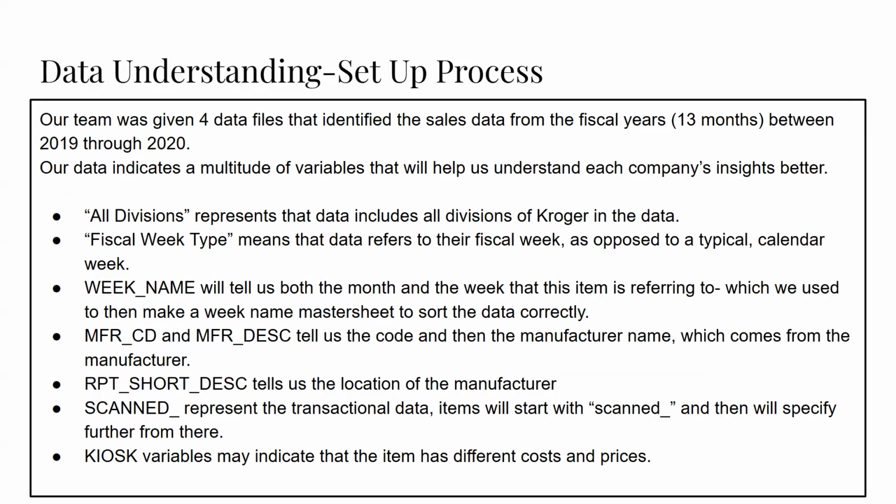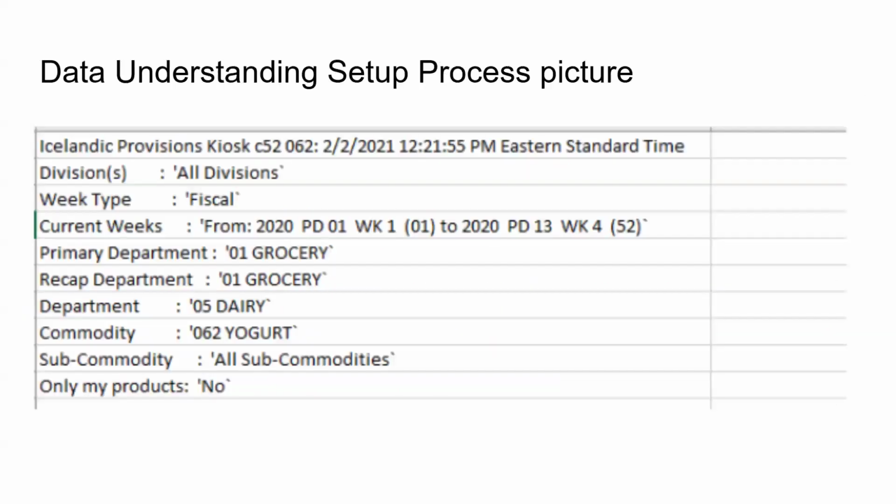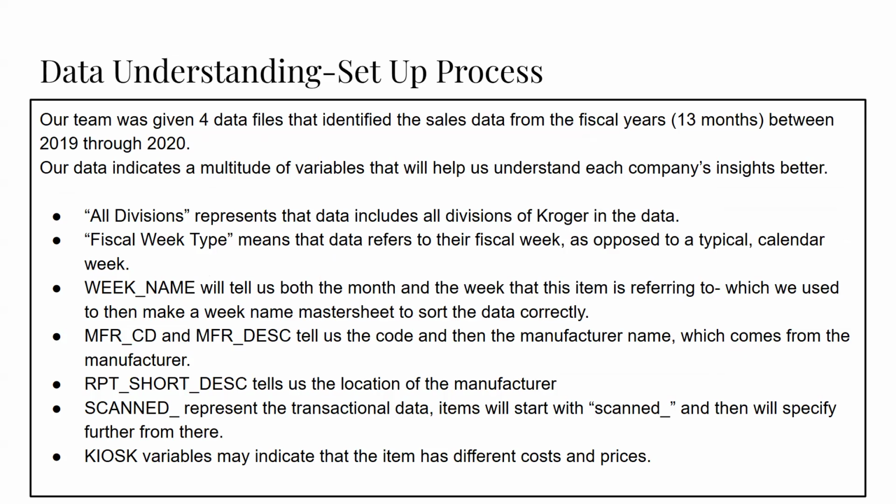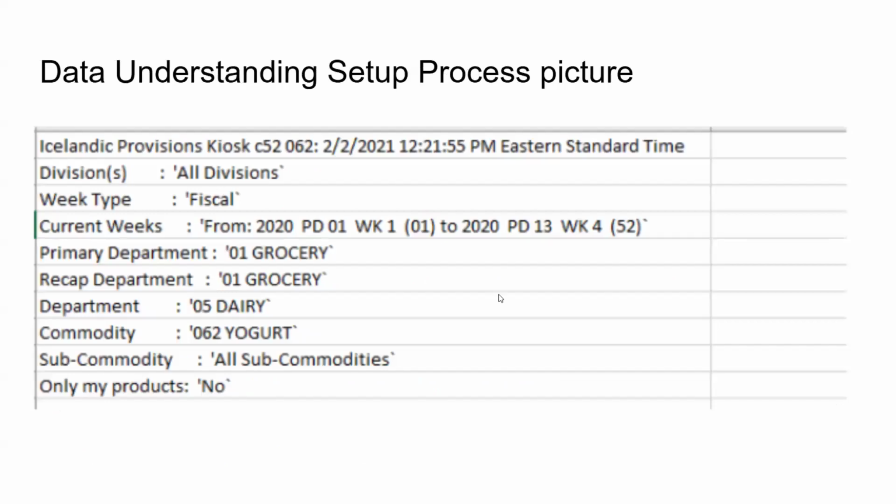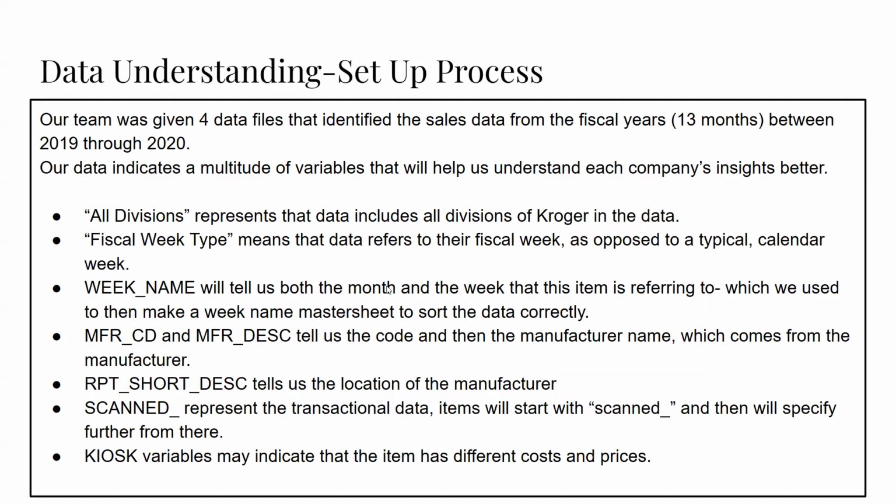All divisions represents the data that was included in the Kroger data. The fiscal week type just referred to the week type as opposed to the typical calendar week. The week name showed us both the month and the week that this is currently referring to, which we then used to make the master sheet to sort the data correctly.